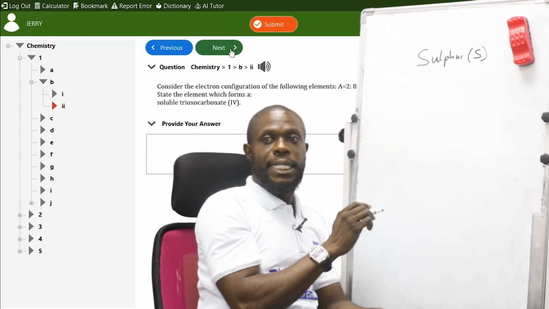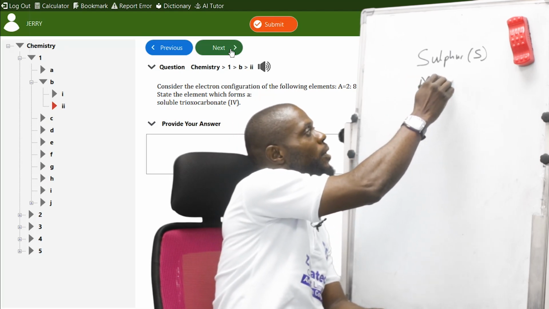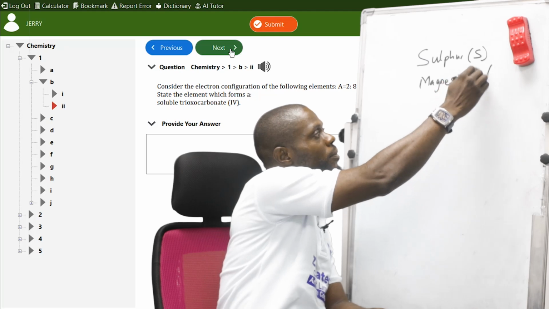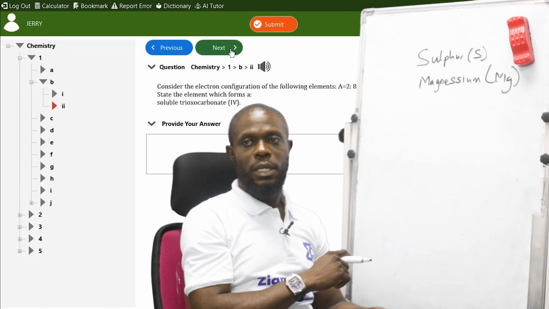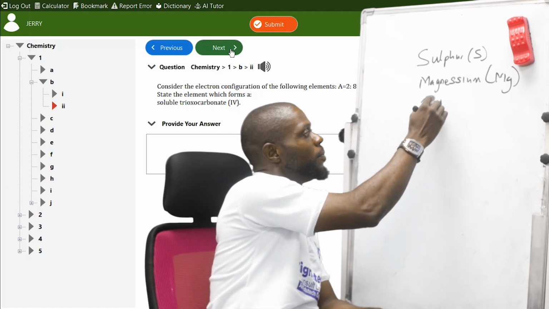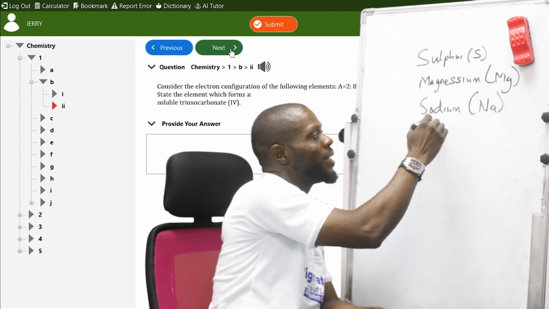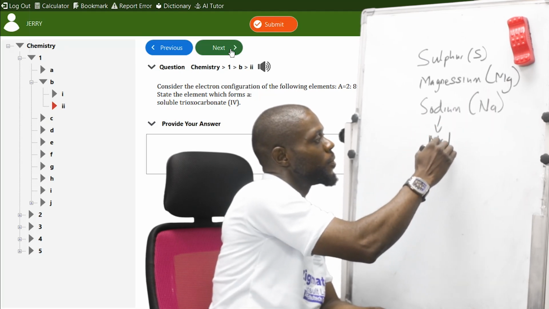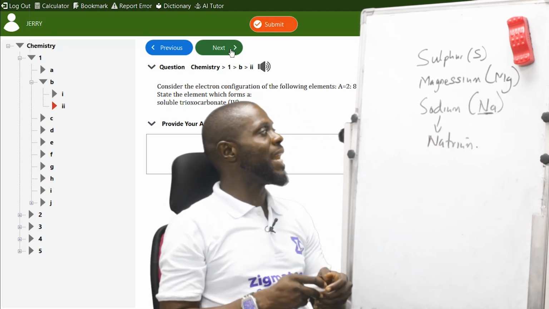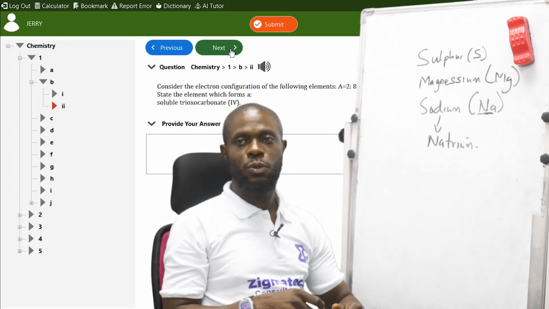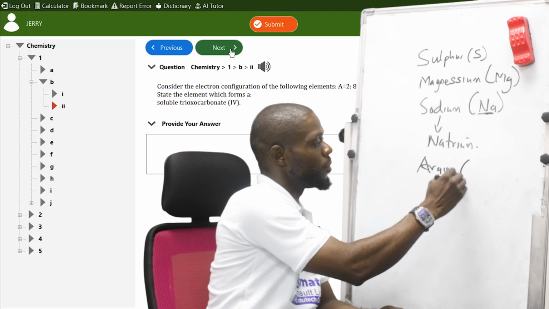Sulfur. The second one there is magnesium, chemical symbol Mg. The third one is sodium. Sodium is gotten from the Latin word natrum. The symbol Na is from the Latin word natrum, that's the Latin word for sodium. While the last one is argon.